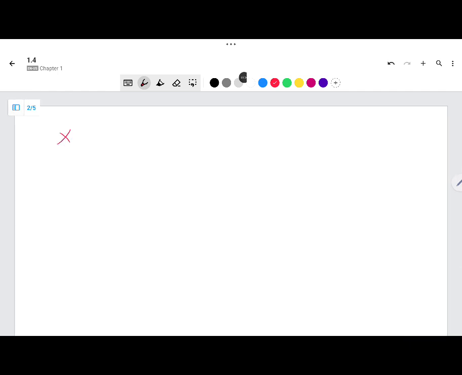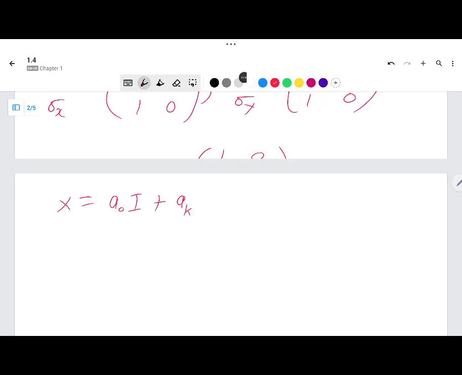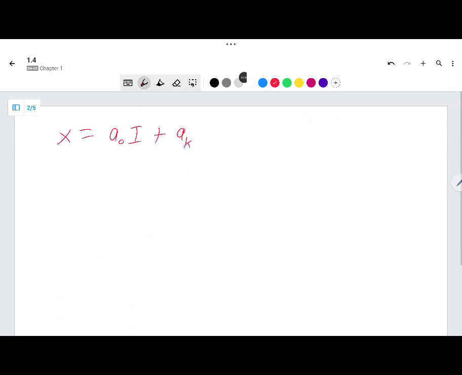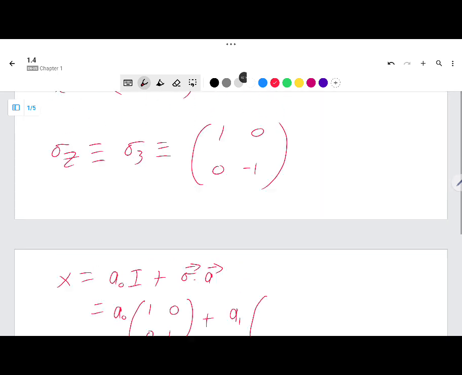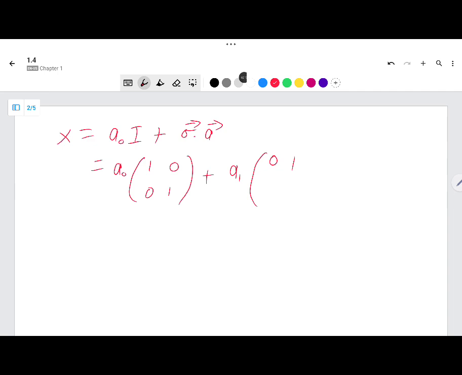So what we are given here is that X is equal to a0 times, nothing is there, so we assume this is identity, then there is a_k, what is it? Sigma dot a. So a0 plus sigma dot a, that is a1 sigma 1, what is sigma 1? It's sigma x, plus a2 sigma 2, plus a3 sigma 3.